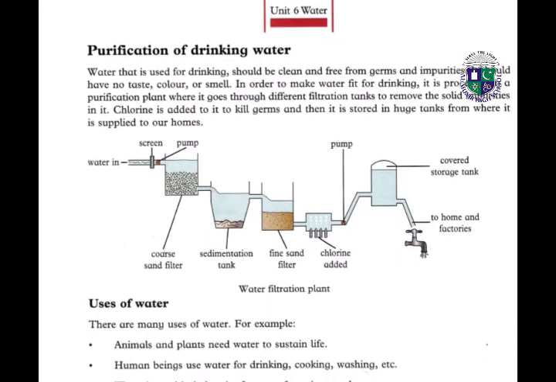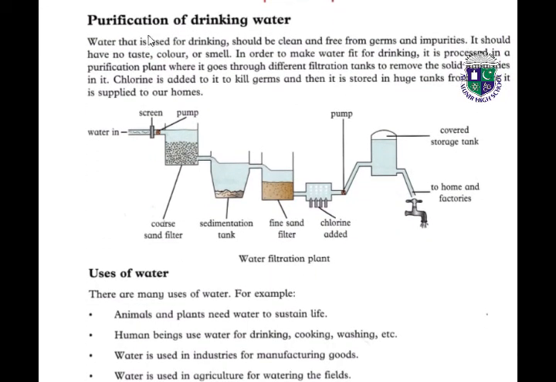How can we easily purify our drinking water? Water that is used for drinking should be clean and free from germs and impurities. Because if our drinking water has germs and impurities, they can make us ill, and it will be very harmful for our body. It should have no taste, color, or smell. In order to make water fit for drinking, it is processed in a purification plant.